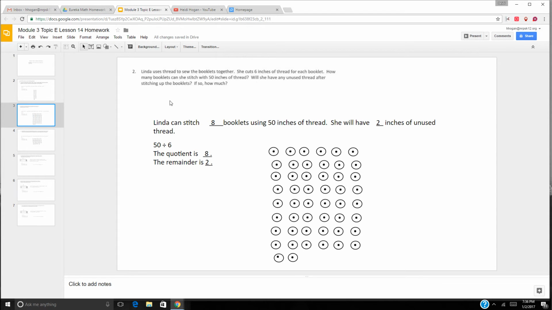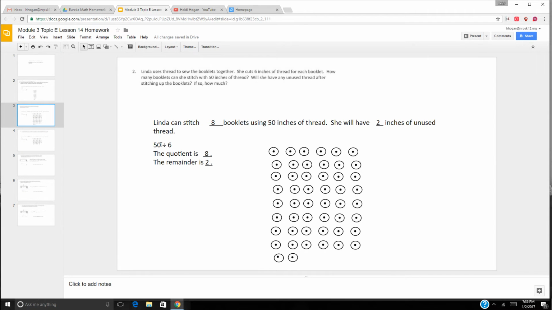Okay? Now she uses thread to sew these booklets together. And she cuts 6 inches of thread for each booklet. That's all she needs for each booklet. So how many booklets can she stitch if she has 50 inches of thread? Will she have any unused thread after it, and how much? So Linda can stitch booklets using 50 inches of thread, period. She will have inches of unused thread, period.